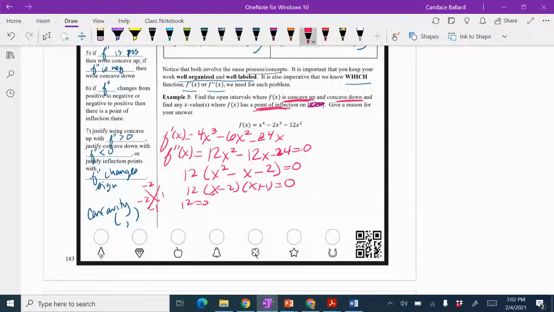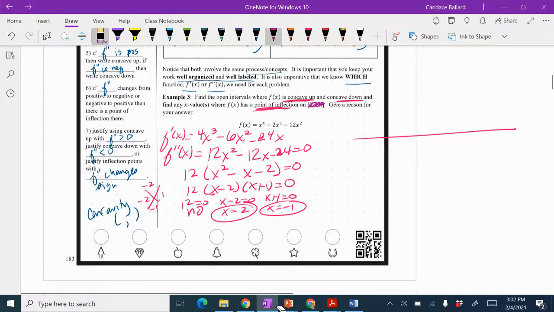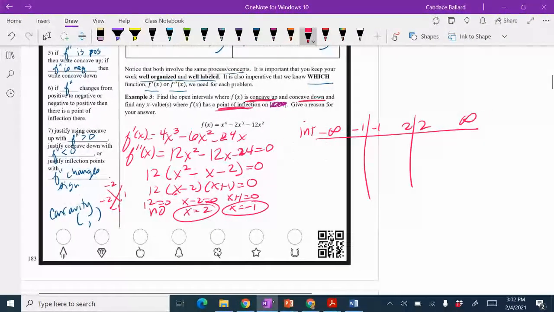I'm going to set all of my factors equal to 0 by the zero product property. And I notice that this is x equals 2 and this is x equals -1. So that one doesn't have an answer. So these are my critical numbers. I'm going to use those in my sign chart. So we've got the intervals, not the x's, the intervals. So I'm going to start at -infinity, and my first fence is at -1. My second fence is at 2, and then I go all the way to infinity.